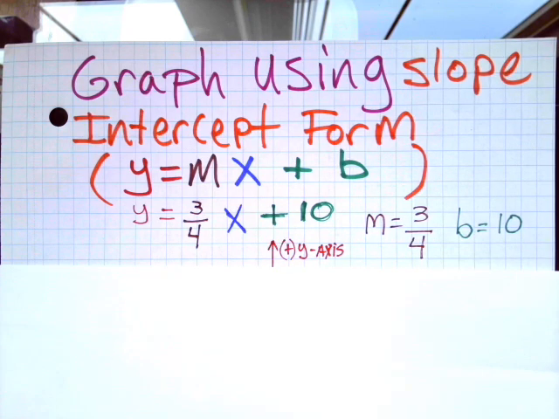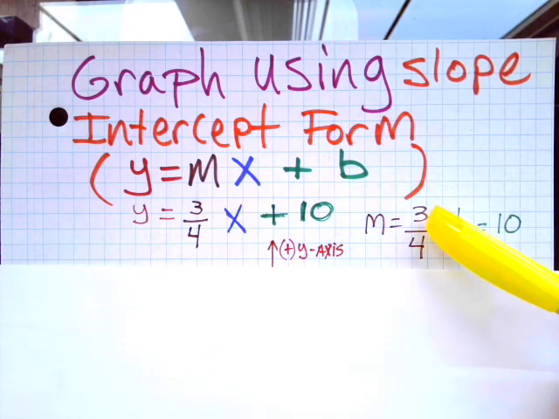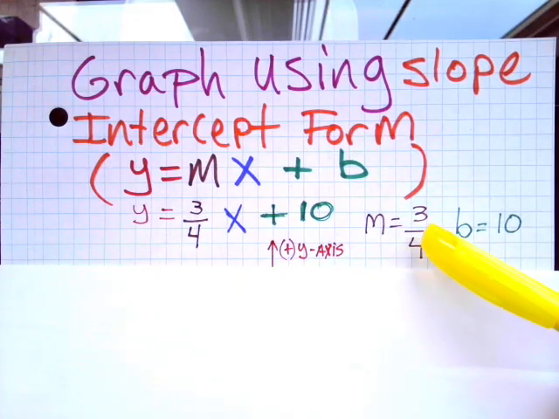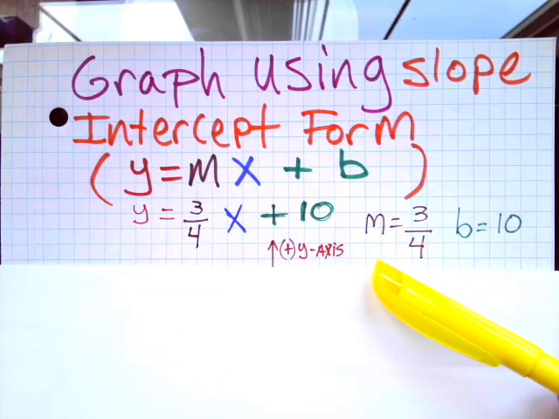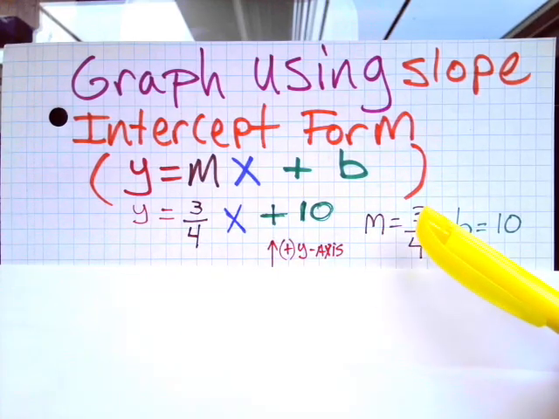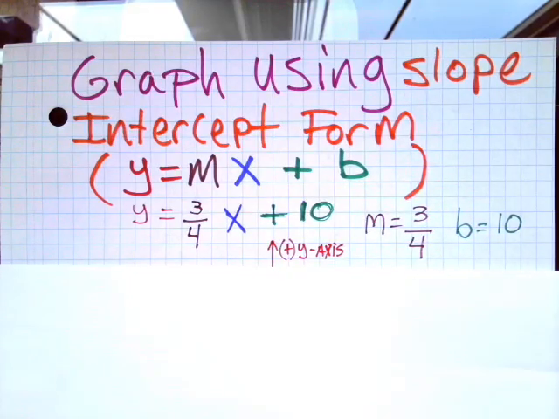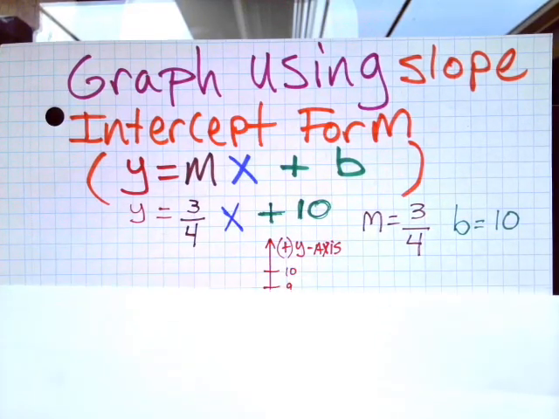And so you could inverse that, right? What's a negative 3 over a negative 4? Well, negative divided by negative is a positive. So I could go 3 down and 4 in the negative x direction, and it would still be equivalent to 3 over 4. Let me show you that here.